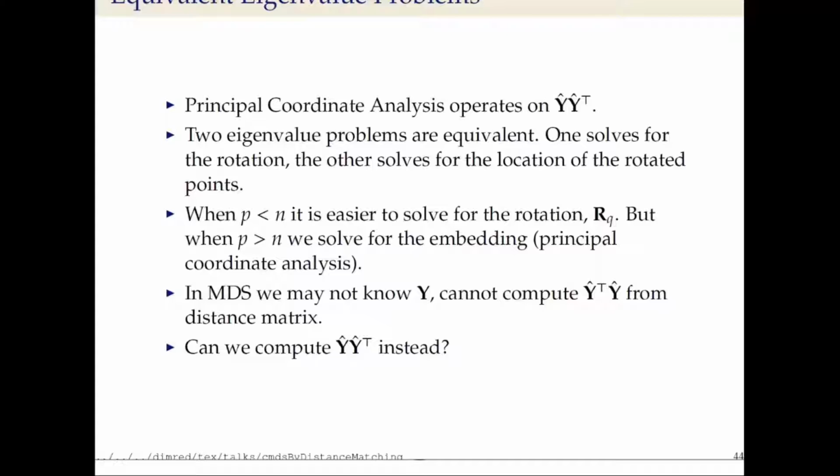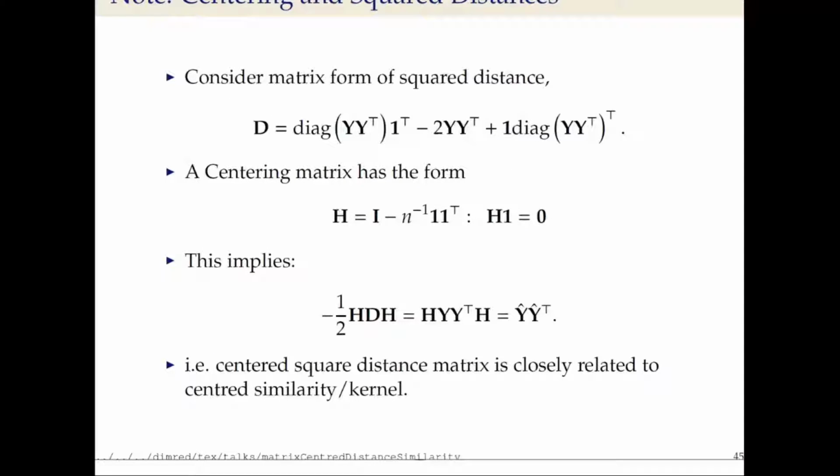That YY transpose is actually something like a similarity measure. It's like a covariance matrix. It's not a distance matrix. So the first thing you need to do in multidimensional scaling is, if you're given distances, go from the distance matrix you're given to this object YY transpose that we can do an eigenvalue problem on. These things were reinvented in machine learning, but quite widely known outside.